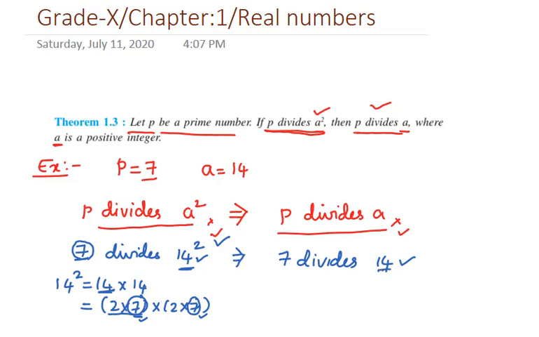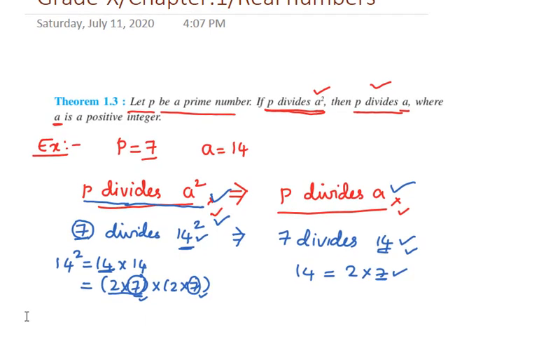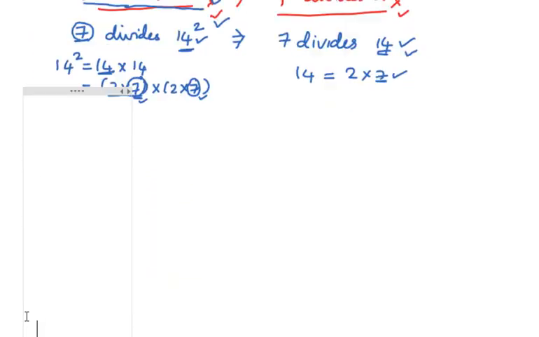Let's write the factorization of 14. 14 is 2 into 7. Now do we have 7 as a factor in the prime factorization of 14? Yes, we have 7 as a factor in the prime factorization of 14. Therefore I can say 7 divides 14. Okay, it is satisfied. So if the statement P divides A square is satisfied, then you are allowed to write this statement also. What is that? P divides A. P divides A square, then P divides A. Let's take another example.